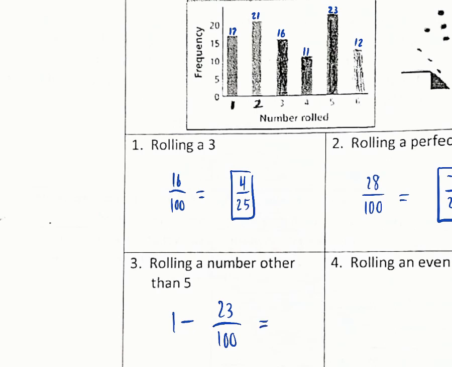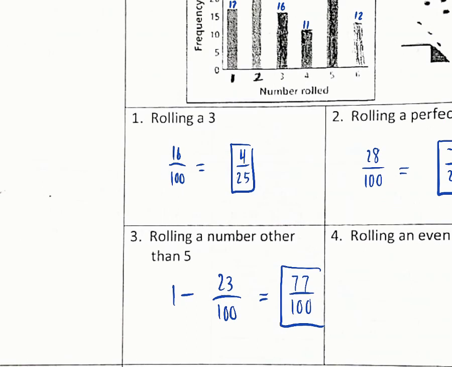So you just type in your calculator, 1 minus 23 over 100. What is 1 minus 23 over 100? 77. So you have 77 out of 100. 77%. Okay? Well, that's exactly what we did. Because remember, what is 1 as a fraction? 100 over 100. So 100 minus 23, that's what you're doing. Okay, next, rolling an even.